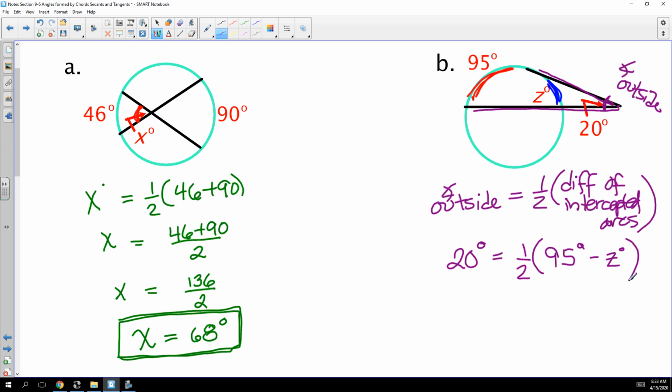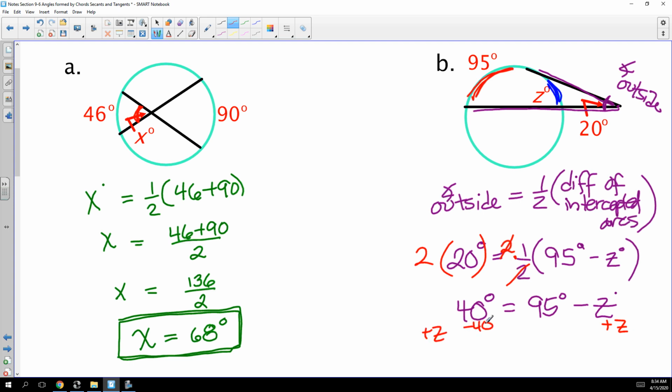And sometimes you all don't like to deal with fractions quite so much. So if you'd like to get rid of that fraction right away, you can multiply both sides of the equation by 2. Anything you do to one side, you do to the other, and then it cancels. You're not having to distribute it on the right anymore. So now you have 40 degrees is equal to 95 minus z. I'm going to move the z to the left side to make it positive, so I'm going to add z and add z. I'm going to subtract the 40 and subtract the 40 so that we get z is equal to 55 degrees. And that's the measure of that arc that is represented by z.